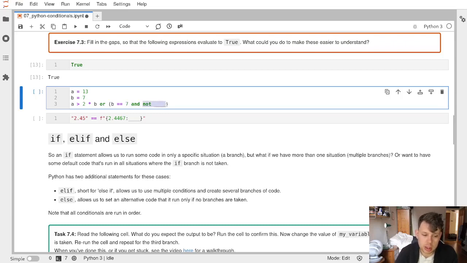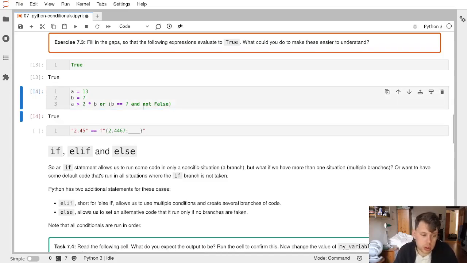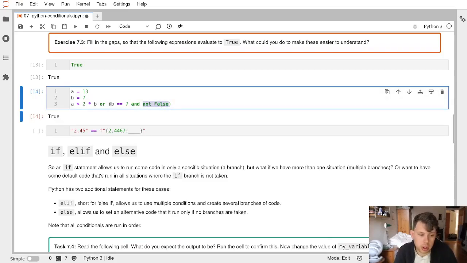So the right-hand side of the AND also has to be true, and the opposite, the not of true is false. So not false is true. B is equal to 7 is true. So this whole bracket is true. So at least one side of the OR is true, and therefore it evaluates to be true.